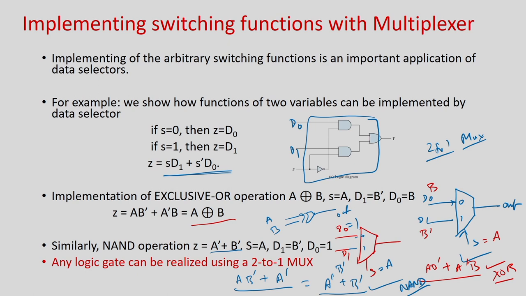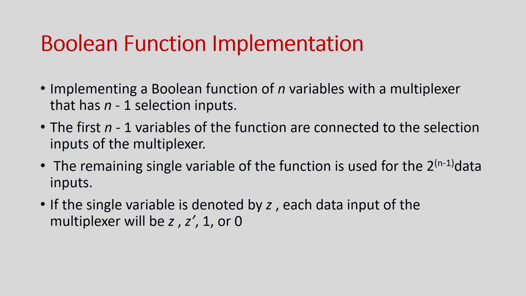So what I tried to show here is that I can just make proper connections of A, A bar, B, B bar or 0, 1 to these three ports of this mux, and this mux will behave like any gate. I will suggest you try how to construct an AND gate, OR gate, XOR gate, XNOR gate, NOR gate using a mux. In a similar manner, you can do that. I also can implement any Boolean function using the multiplexer.